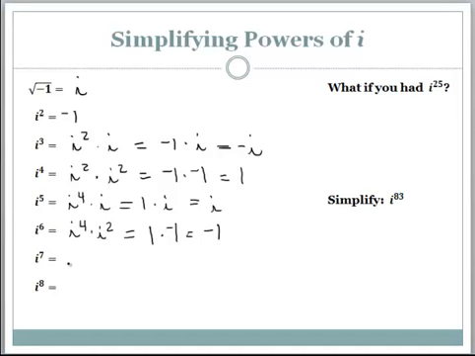How about i to the 7th? Can I say that's i to the 4th times i cubed? What's i to the 4th? i to the 4th is 1. What's i cubed? i cubed is -i. 1 times -i is actually -i.